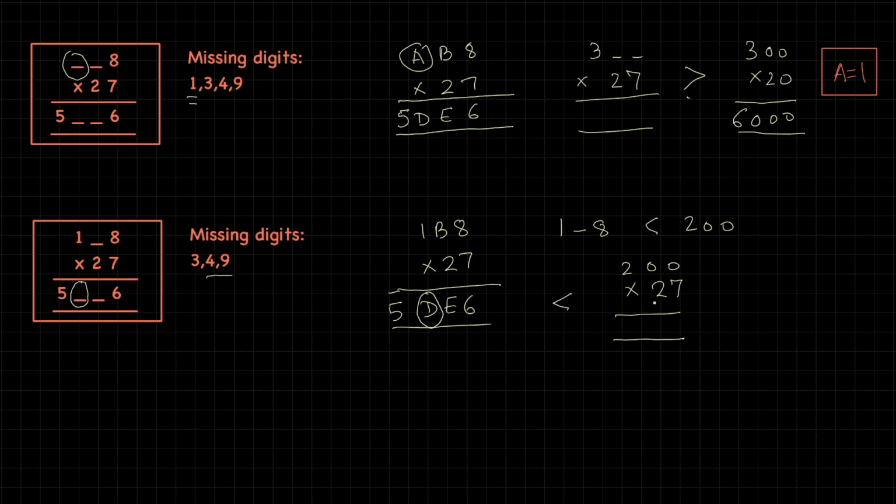200 times 27 is also easy to calculate because we know 27 times 2 is 54. So 200 times 27 is 5400. So we know that 5DE6 has to be less than 5400. So that already eliminates both 4 and 9 because if D is 4 or 9, we will get a result larger than 5400. 54E6 is larger than 5400 and so is 59E6. So the only possibility left for D is 3.